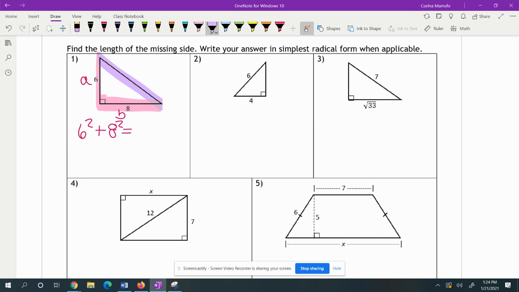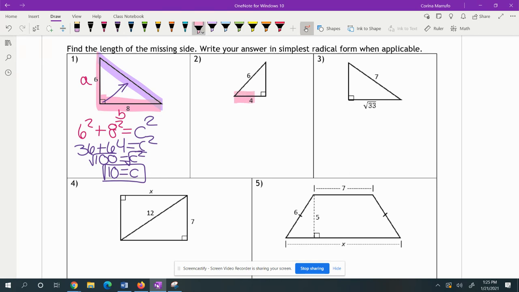It's the side across from the right angle. So here's my right angle. Directly across from my right angle is your hypotenuse. We don't know what it is, so we're going to put it as c squared. All right, so 6 squared is 36. 8 squared is 64. This equals c squared. 36 plus 64 is 100. And then we go ahead and take the square root of 100. And we get 10 equals c. All right, moving on to the next one.